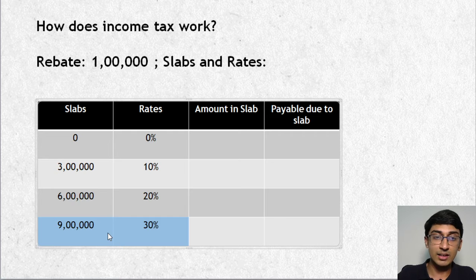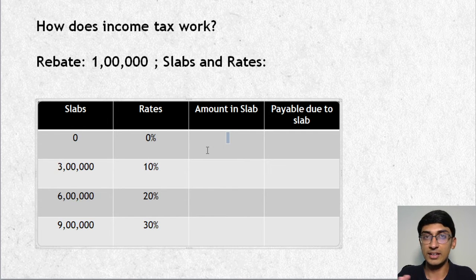Okay. Rather, what I do is for the first 3 lakh rupees, I have no tax at all. For 3 lakh to 6 lakh rupees, I have 10% tax. For 6 lakh to 9 lakh rupees, I have 20% tax. For beyond 9 lakh rupees, I have 30% tax, right? So anything beyond 9 lakh, I have that much tax.